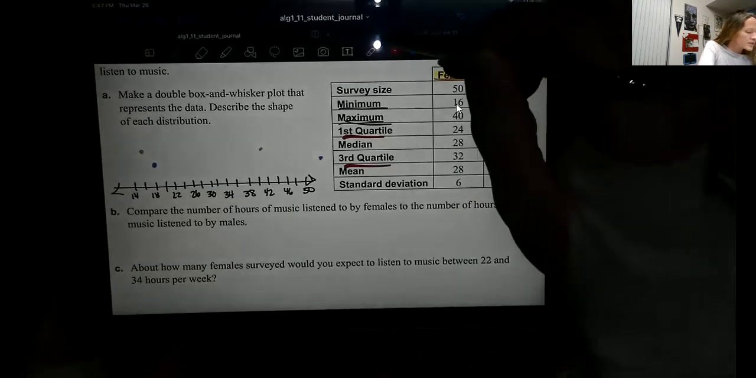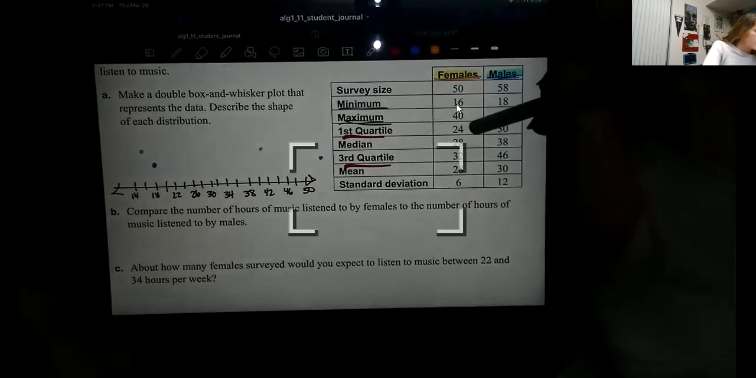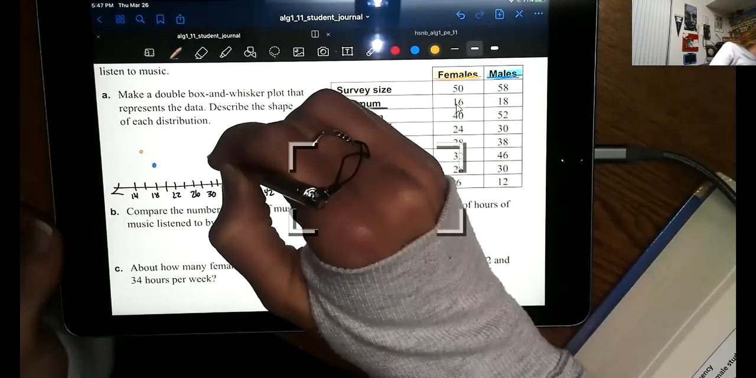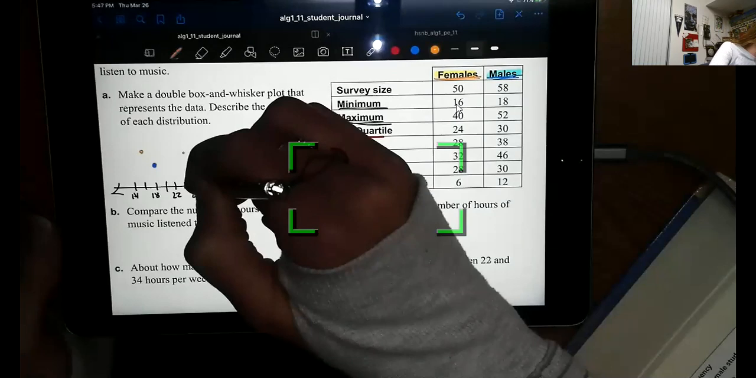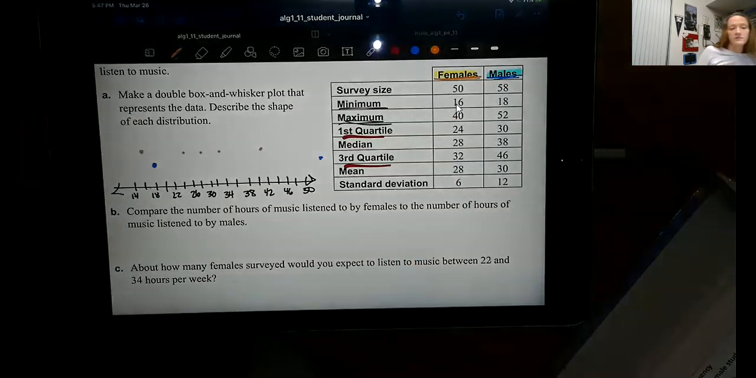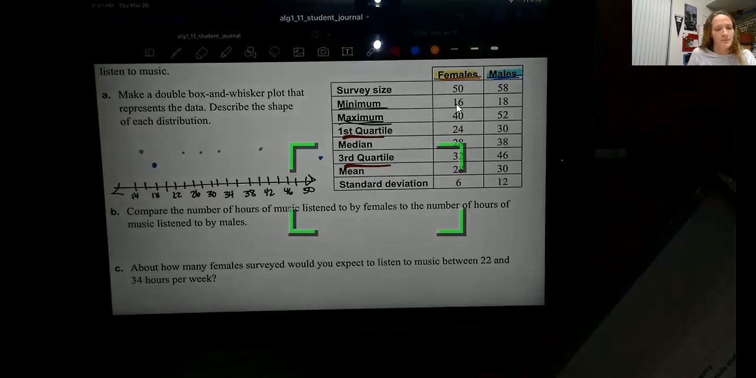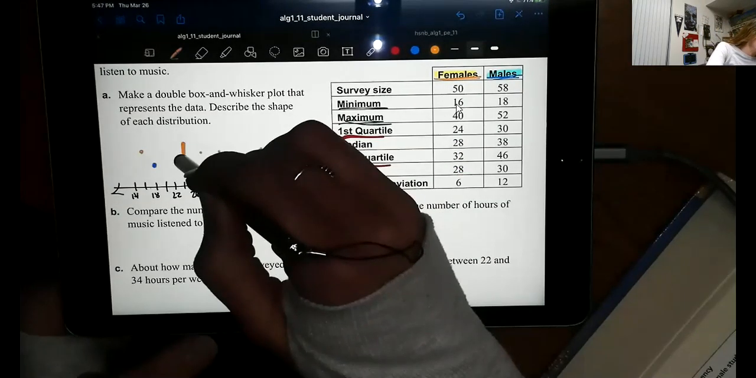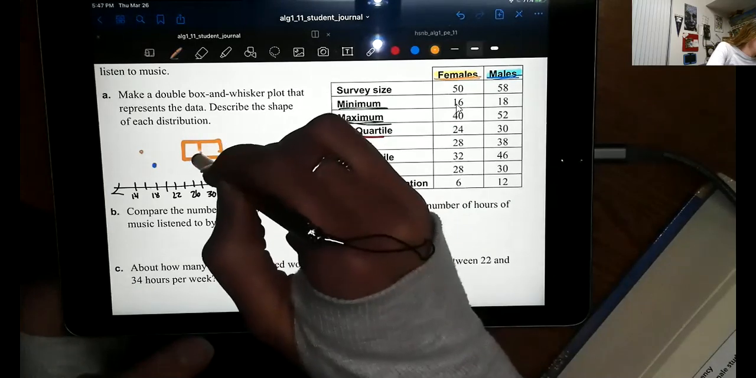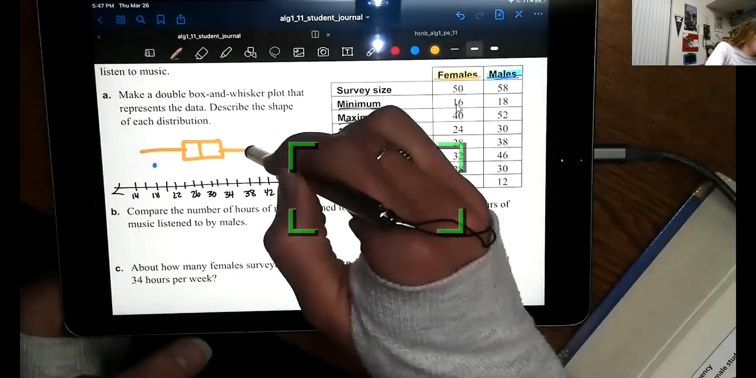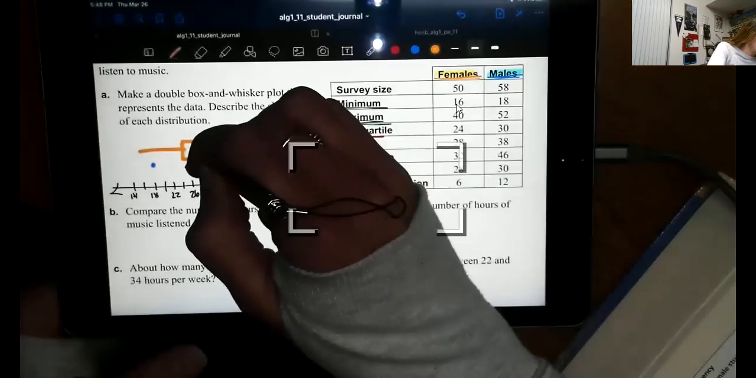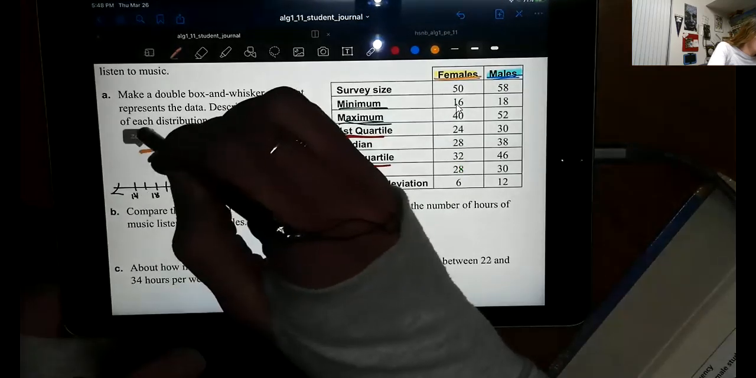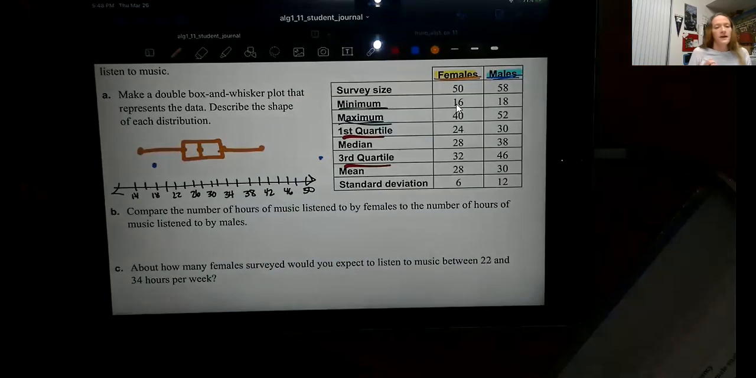So the first quartile for females is going to be at 24. The third quartile is 32. I have 24, with the median being at 28. Now, if you know how your box and whisker plot goes, we actually have enough to make our box and whisker plot right now. And it goes out to these edges. It helps to make these points a little clearer. But there's our box and whisker plot for females.